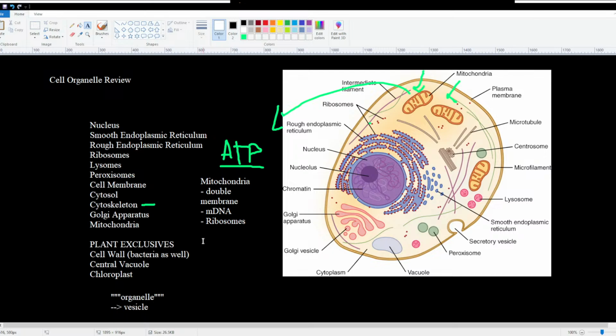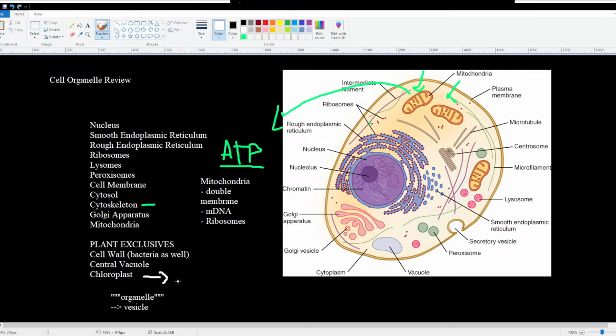So anyway, what's not pictured here, because this is of course an animal cell, are plant exclusives, like the cell wall and the central vacuole and the chloroplast. The chloroplasts kind of work inversely to the mitochondria. The mitochondria work to break down sugars and to form energy. The chloroplast absorbs energy through sunlight, also through ATP. It absorbs energy to make sugars. That's what the chloroplast does.